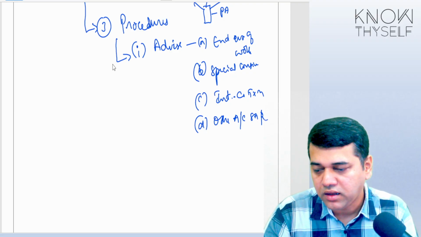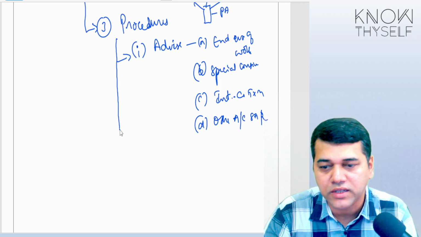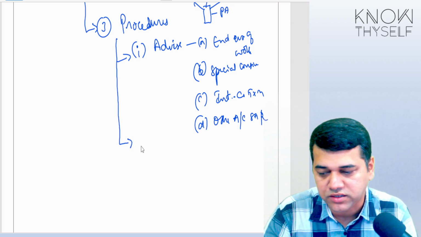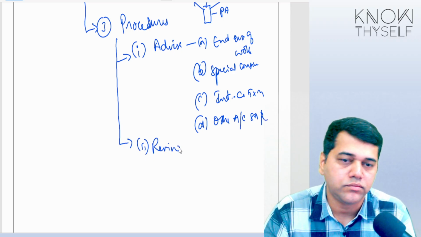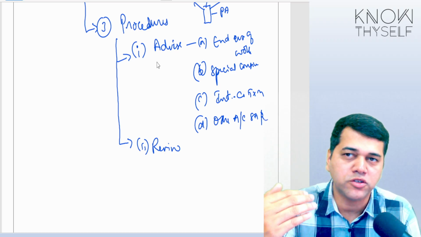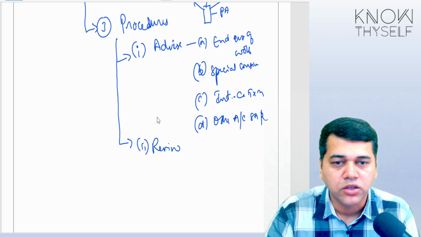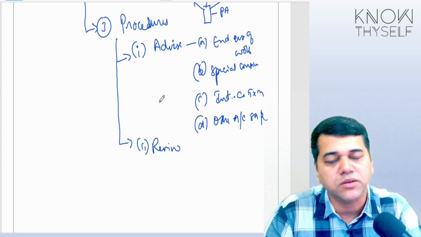Okay. Then I can say that the second procedure goes like, once you have given an instruction, second, you need to do the review. Because based on your advice, he must have done some work. So you need to review. So first question comes, how do you review?